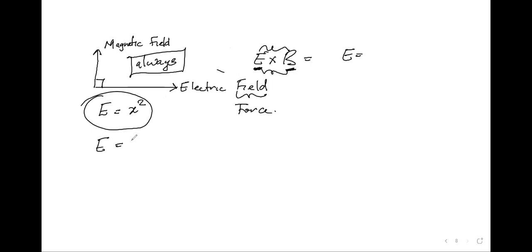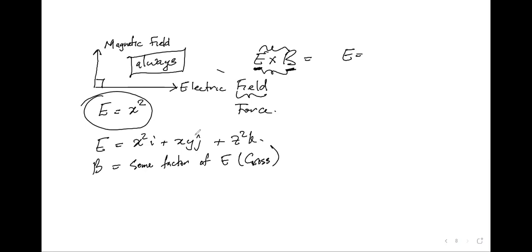So if the strength of the electric field is x squared i plus xy j plus z squared k, then B is going to be equal to the cross product of this. You take the cross product of it and the unit vector, and you will get B. B is usually some factor. Because they're always perpendicular. So once it's perpendicular, you're thinking cross product. All right.